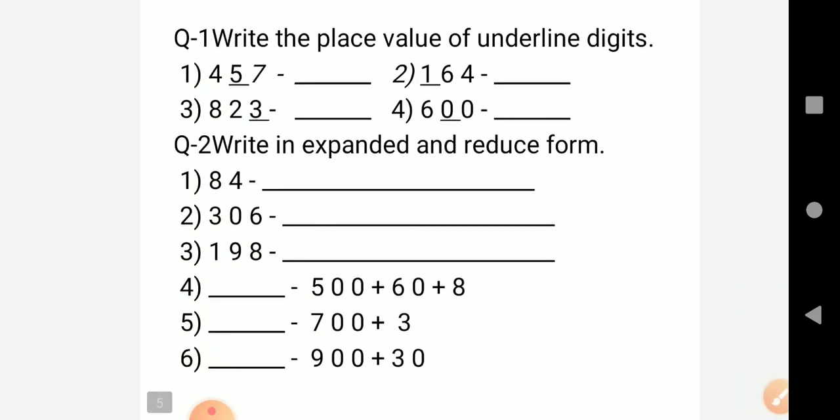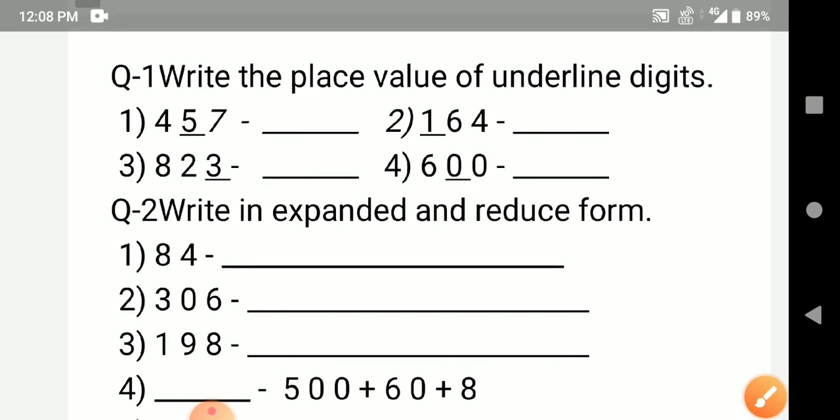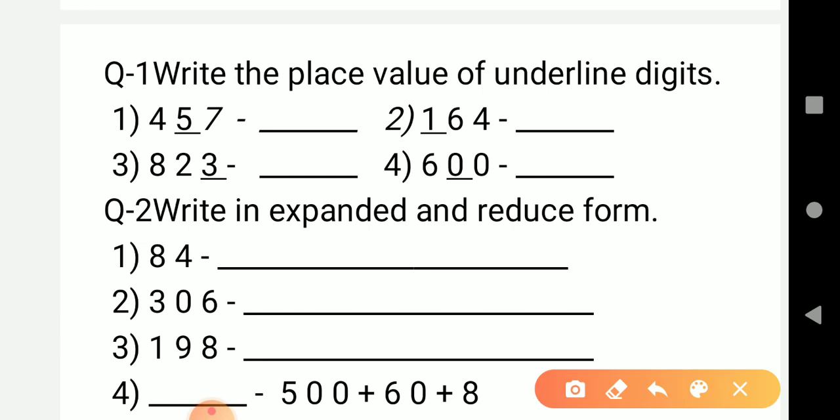Now my first question is, write the place value of the underlined digit. Here look at the pictures. Some numbers are given with an underline. Okay, so you have to write the place value of that number. In the first blank, the first number, the underlined number is 5 in 457. So what is the place value of 5?